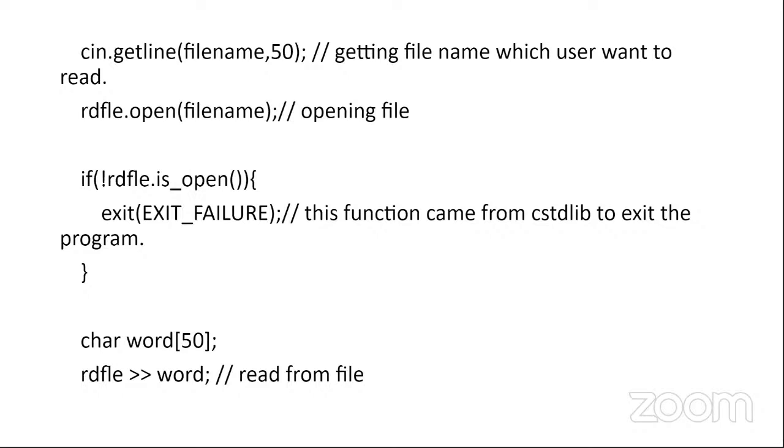And then if the file is open, we will not go into this if block, and we go to our next command. There is an array of character type, and then we read from the file by the rdfile object which we created. And next slide.